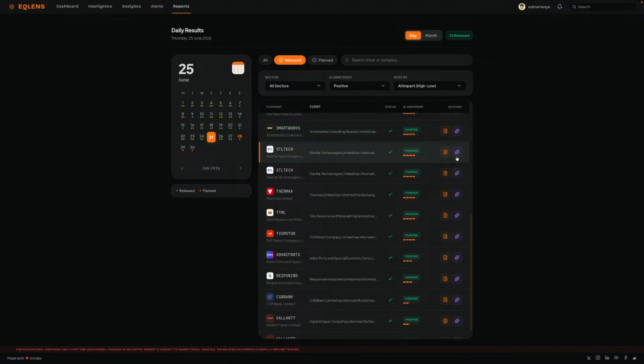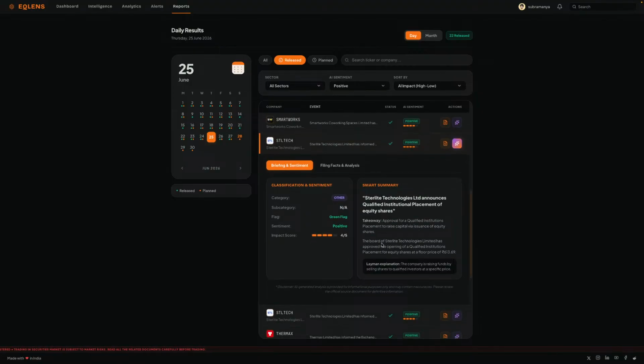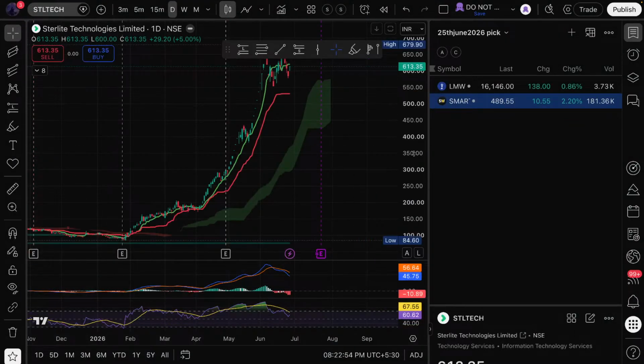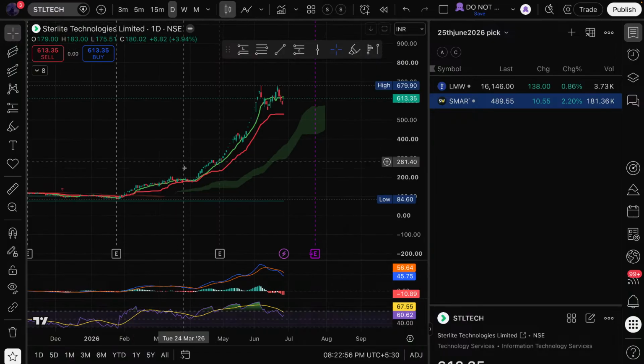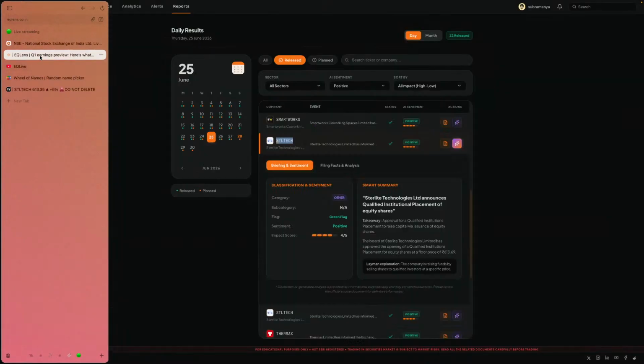Next, Starlight Technologies. Let's see what it is. Others. What it announced: QIP of equity shares. All right. Approved opening for qualified institutional placement for equity shares at a floor price of 613. So how much does this particular share currently worth? All right, I see that the day's candle has no momentum. It's creating a Christmas tree. I'm gonna keep it as is.